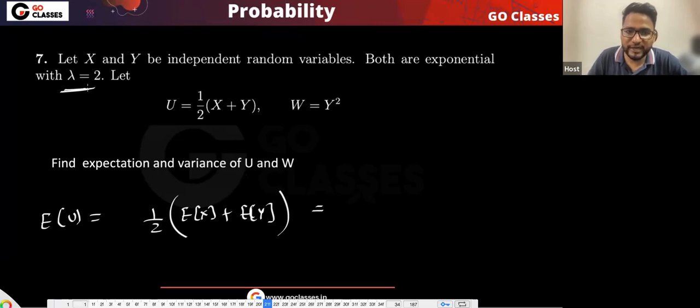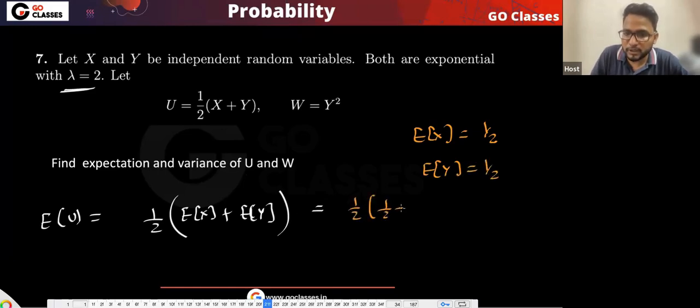No, that's fine. This lambda is 2, then expectation is 1 upon 2. Expectation of x is 1 upon 2. And expectation of y is also 1 upon 2. Which means it will be 1 upon 2 into 1 upon 2 plus 1 upon 2, which is just 1 upon 2. Right? Okay. Now let's just calculate the variance of u.